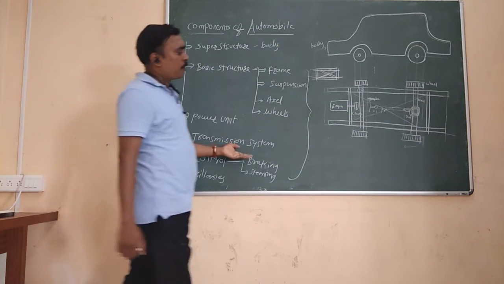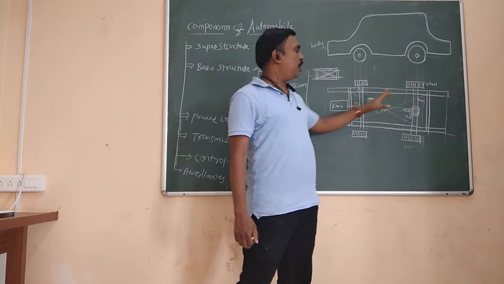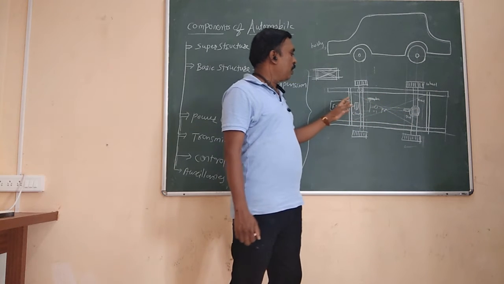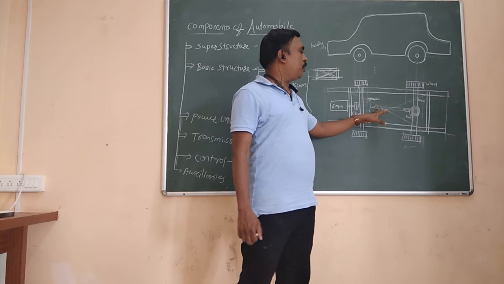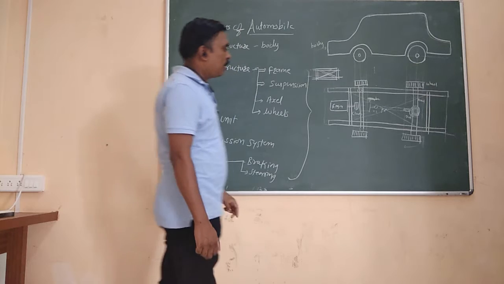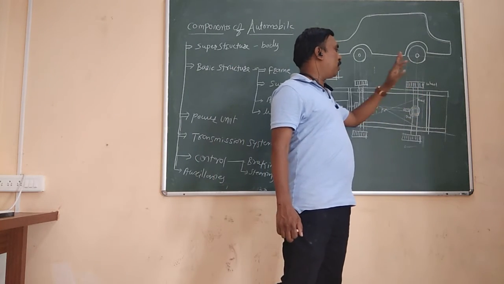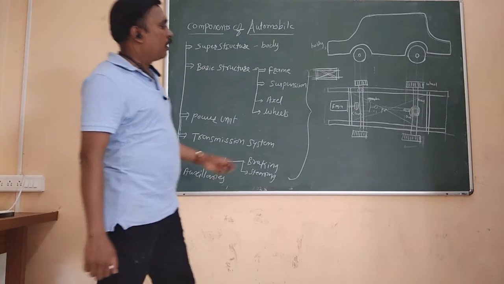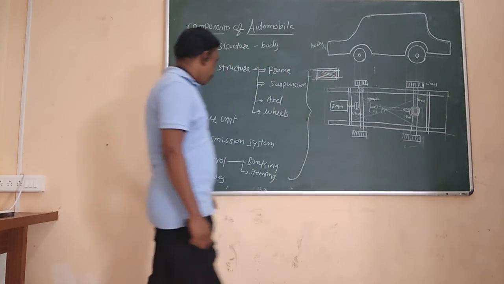Then the transmission system. The power which is generated at the engine is transmitted from the engine to either the rear wheel or front wheel. That portion is called the transmission system. Here power is transmitted through the clutch, gearbox, then universal joint, the propeller shaft to the differential gearbox, and from the differential gearbox the axles are rotated, and on these axles wheels are mounted, which gives power from the engine to the rear wheel. This portion is called the transmission system.